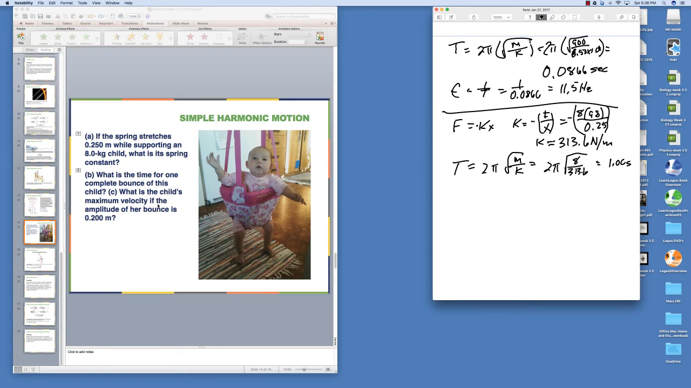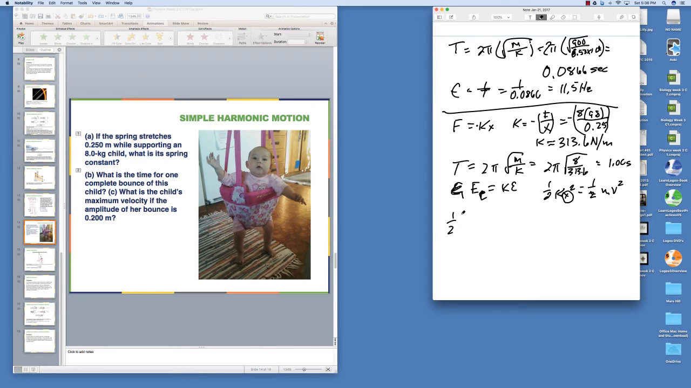What is the child's maximum velocity if the amplitude of the bounce is 2 meters? In order to do this, you have to know that the elastic potential energy of the spring is translated into kinetic energy, like we talked about before. And so that means that 1/2 kx squared is going to equal 1/2 mv squared. And x here is going to be this amplitude that we just talked about.